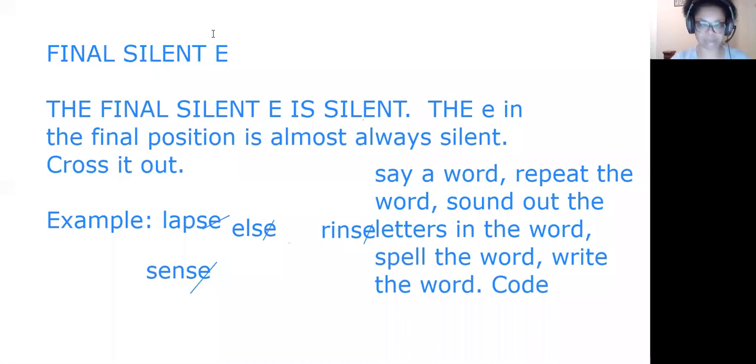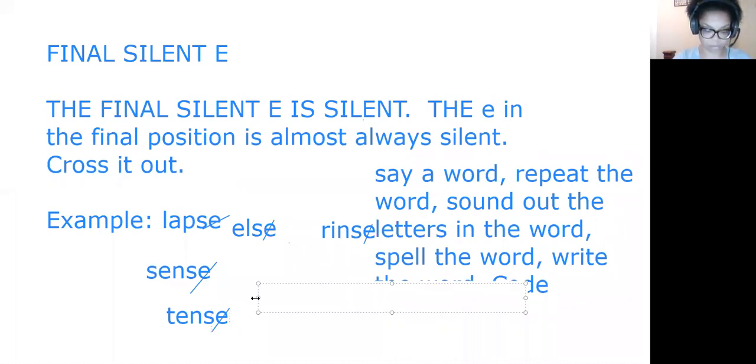We have the word tense. Let's say it. Tense. Let's sound it out. T-E-N-S. Let's spell it. T-E-N-S-E. Let's write it and code it. T-E-N-S-E. And how should we code it? Draw a line through the E in the final position because it is a final silent E and it's not heard. Tense. Let's try another one.